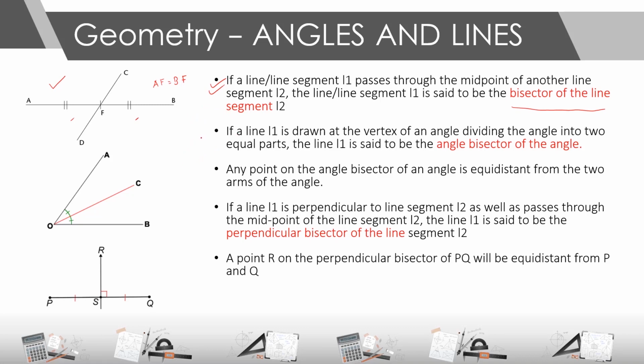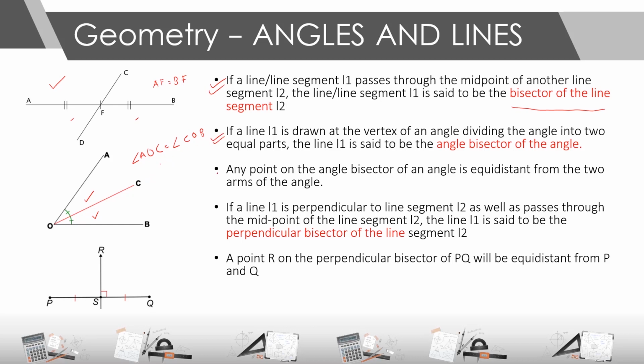Similarly, if there is a line which is dividing an angle into two equal parts, that is called an angle bisector. So angle AOB is divided into two equal parts, angle AOC and angle COB. This division is done by the line CO. So CO is an angle bisector of the angle AOB.